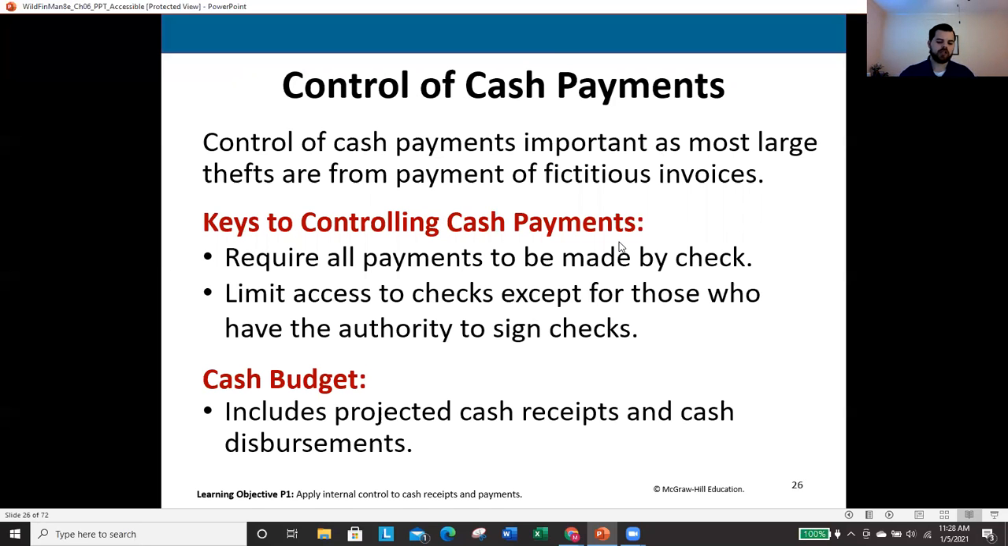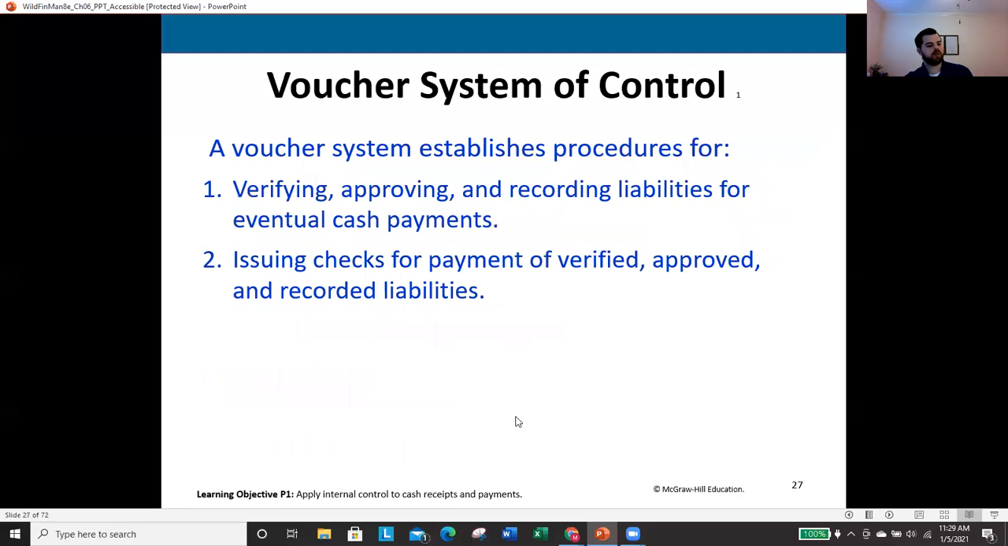Now, when we're looking at cash payments, a couple of things we want to keep in mind. All payments should be made by check. That way we have a physical record showing where the cash went to. We want to limit access to checks except for those who have the authority to actually sign those checks. So that is our initial control of these cash payments. Now, of course, just as you live on a budget in your personal life, a company should live on a budget in their business life. So we want to make sure that our cash budget will include any projected cash receipts and disbursements.